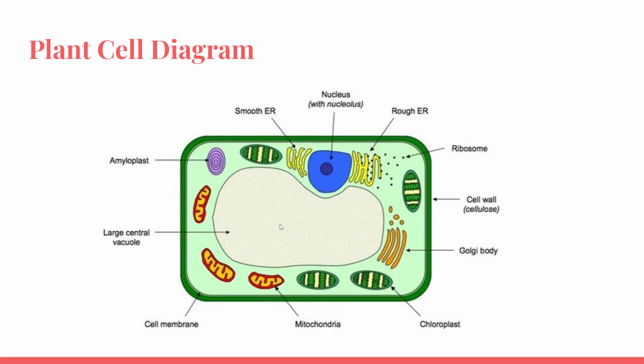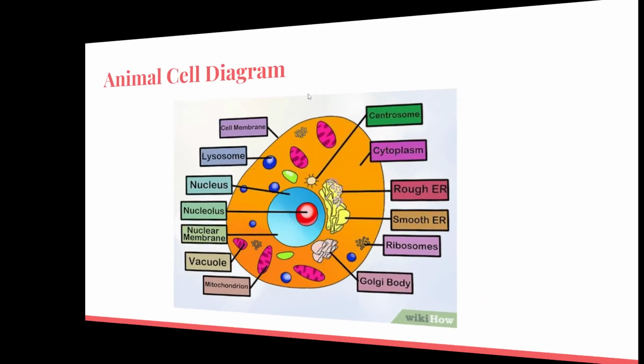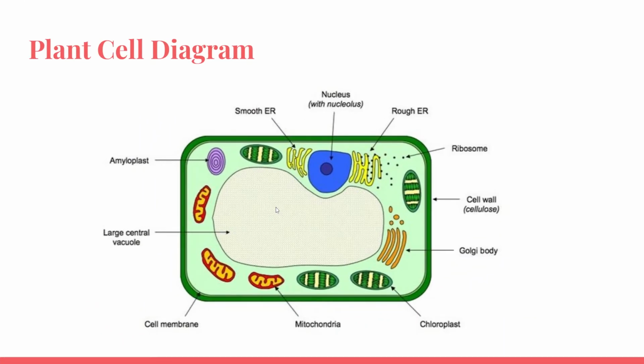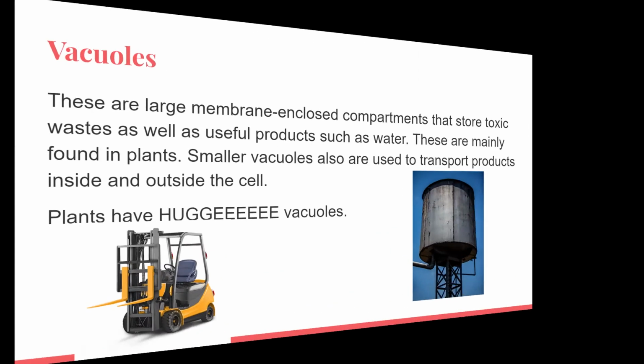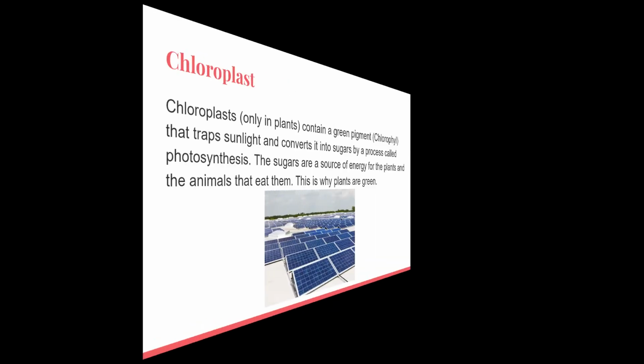And one big difference of plant cells and animal cells: plant cells have a very big vacuole, as you can see over here, a large central vacuole, while animal cells have much smaller vacuoles. Take a guess why you think vacuoles are much bigger in plants. As we saw here, vacuoles store water, right? So the answer is plants need much more water and need to store much more water than animals. That's why they have a larger water storage area or vacuole.